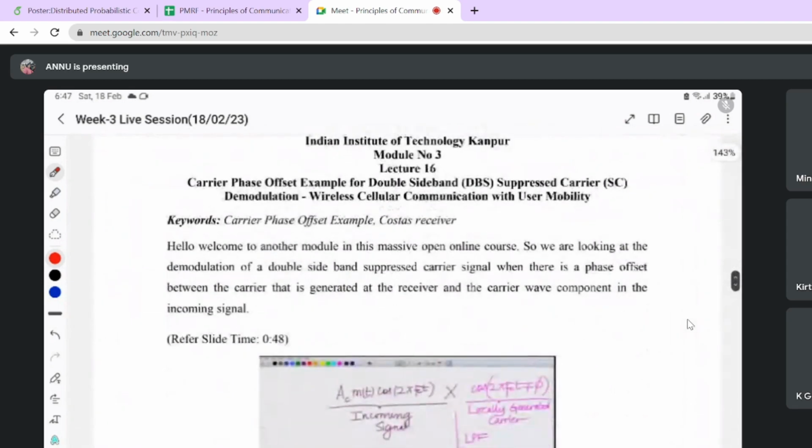So moving ahead, carrier phase offset example for double sideband suppressed carrier demodulation: wireless cellular communication with user mobility. So what is happening with user mobility? Does anybody know about the Doppler shift or Doppler effect?